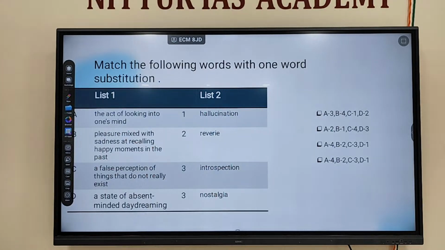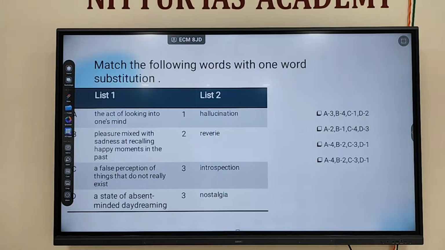Are you sure the act of looking into one's mind is introspection? Looking into my own self is introspection. If I'm looking into someone's mind, that is not introspection. B, 4. Hmm? B is the answer. No, that is pleasure mixed with sadness and recalling. That is not nostalgia. Nostalgia. Okay. So B is 3.